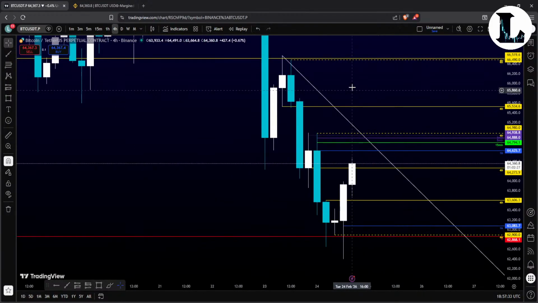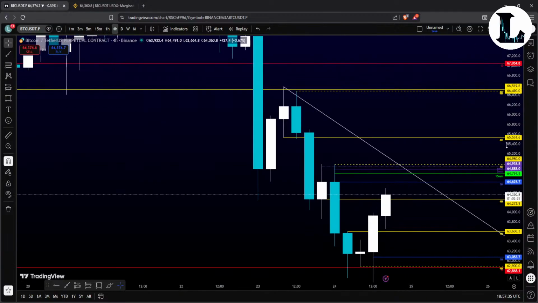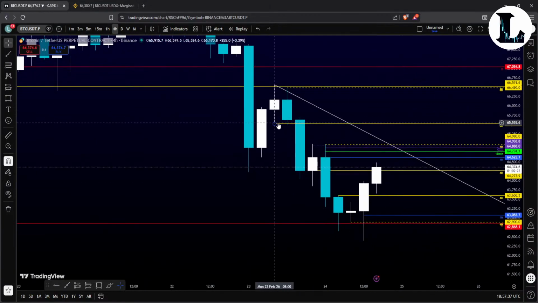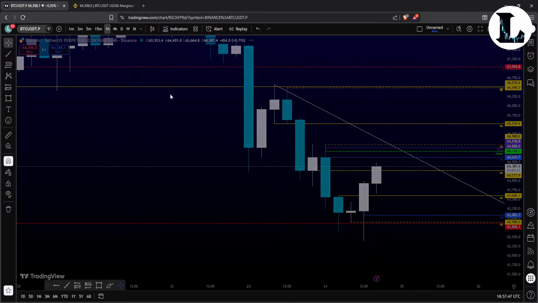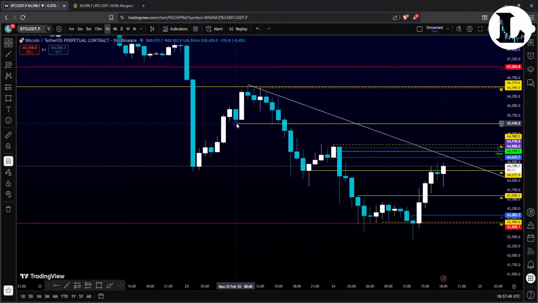So let me just mark the levels, and I will probably end the stream. So for our big resistance, okay, and this is also a big resistance, but we kind of managed to create a good support here. So let's go to the 1 hour. Okay, big one on a 4.